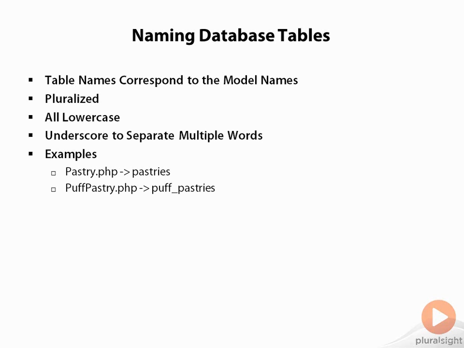For example, if we have a model named pastry, our table would be pastries, plural and all lowercase. If we have a model named puff pastry, our table name would be puff_pastries. Everything is lowercase and pastries is pluralized.